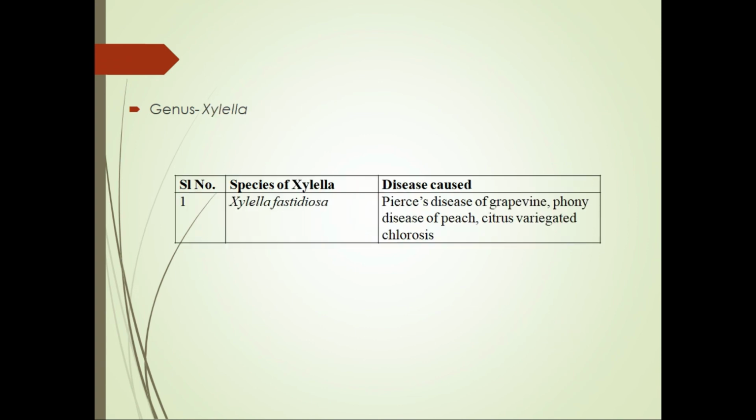Xylella is a xylem-limited fastidious bacterium, Xylella fastidiosa. It also has the distinction of being completely sequenced among all plant pathogenic bacteria. This genus causes many diseases like Pierce's disease of grapevine, phony disease of peach, and citrus variegated chlorosis or CVC.